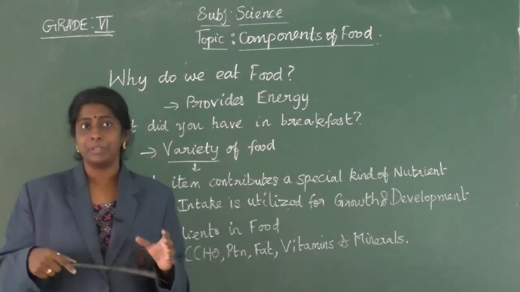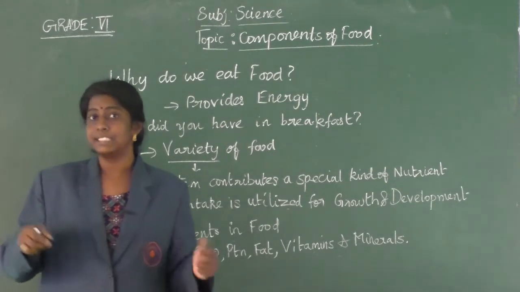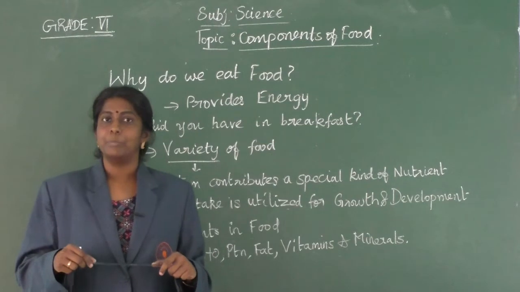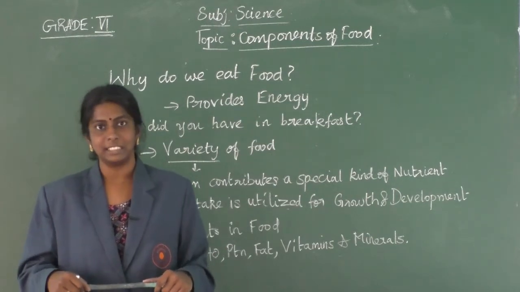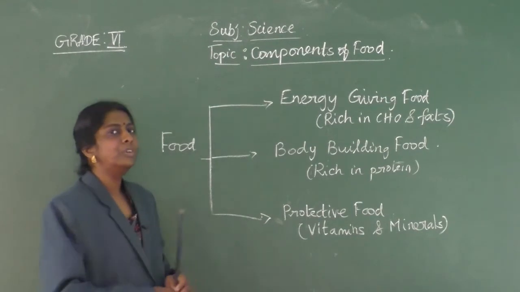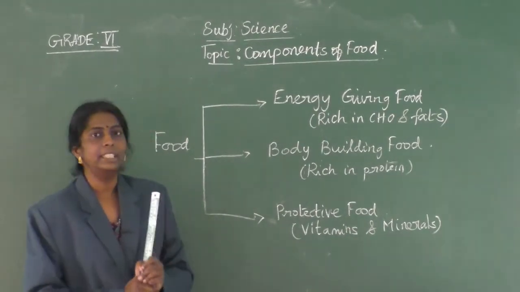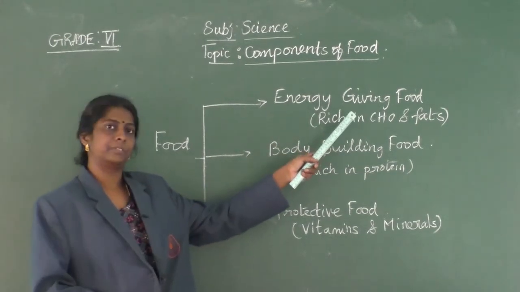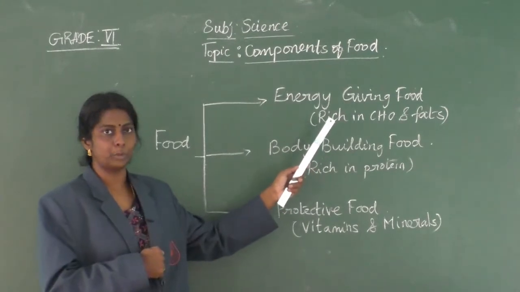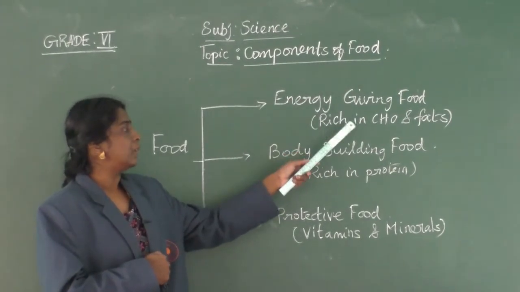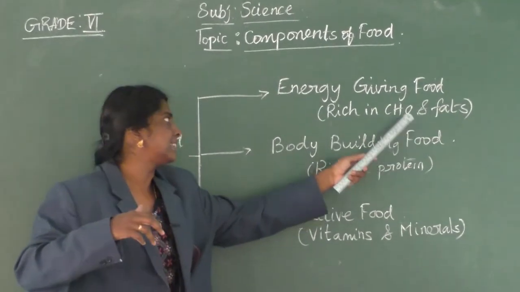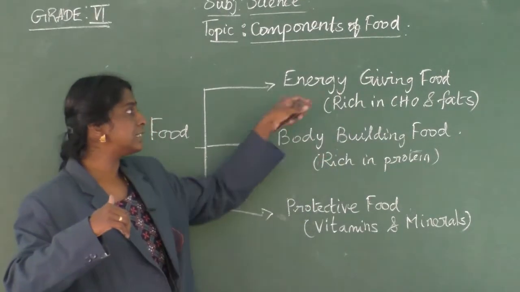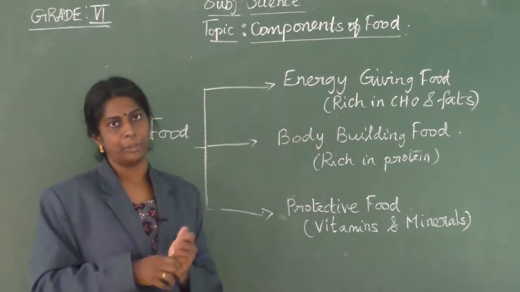Okay, so apart from that, in terms of these nutrients, food is divided into three important types that we are going to see in detail. Yes students, now food is classified mainly into three different types. Okay, so the first classification is energy giving food. The food which gives energy, energy providers, because of the presence of carbohydrates and fats, the food which is rich in carbohydrates and fats. Okay, so those type of food is said to be energy giving food.